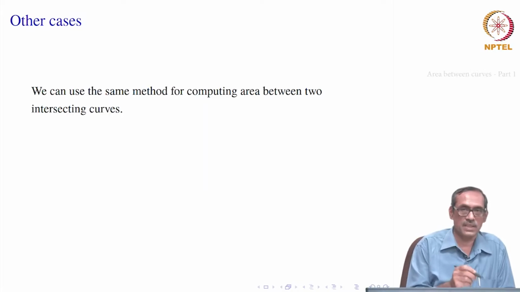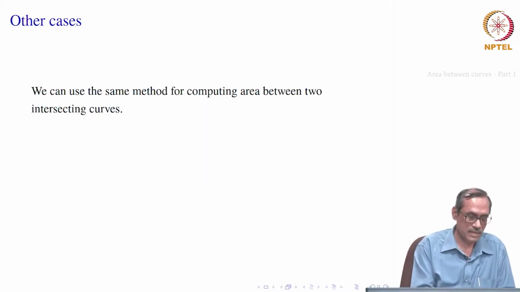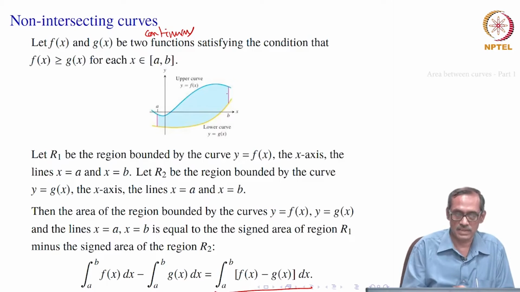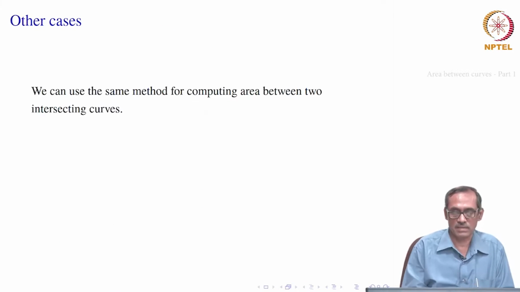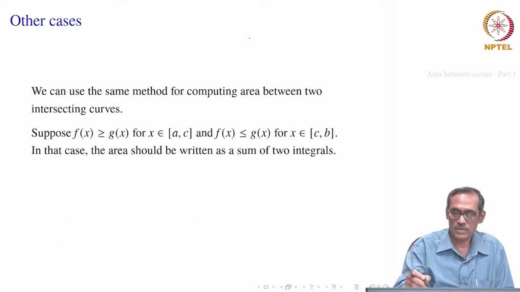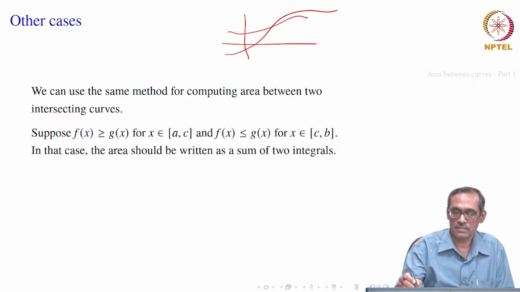In fact, this is for non-intersecting curves, right, f x and g x never intersect. But suppose they intersect, then what can we do? Suppose something like this, here is f of x and this is g of x. Then what we do? We break that into two parts wherever the intersection point is. Here the first one is f greater than or equal to g, the next one is g greater than or equal to f. So, you may say it is a to c and c to b.